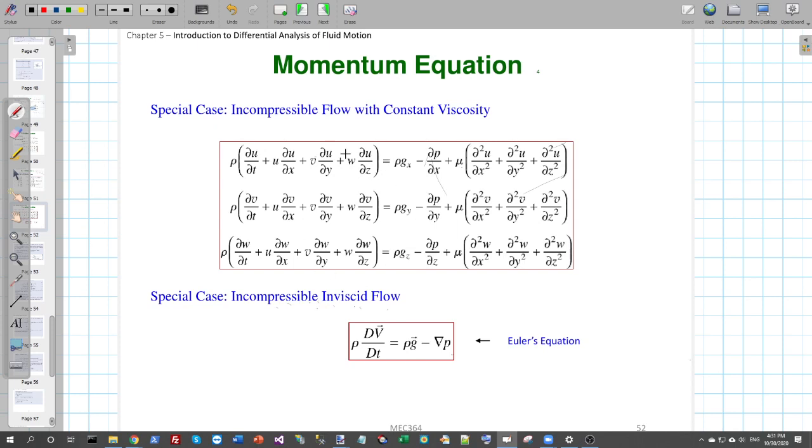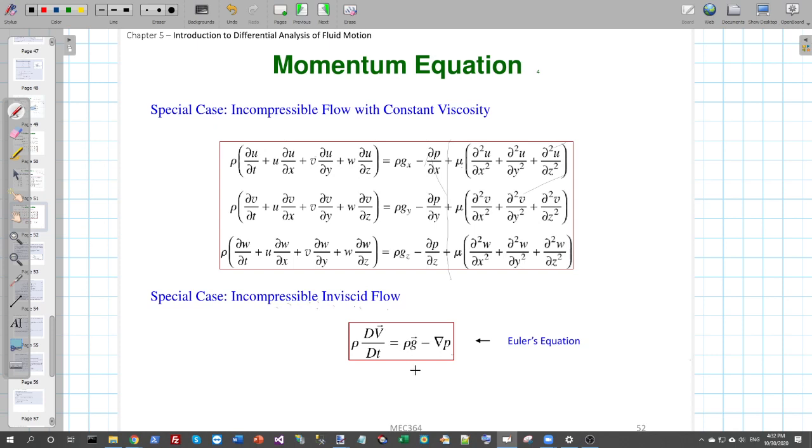So the problem becomes even simpler. Basically it's just this equation here, which is three equations without the viscosity terms. This is called Euler's equation, and this is the momentum equation we are going to use in the next chapter. In chapter 6, we are going to focus on these incompressible inviscid flows. So basically this is the momentum equation we are going to use to solve the flow problems.